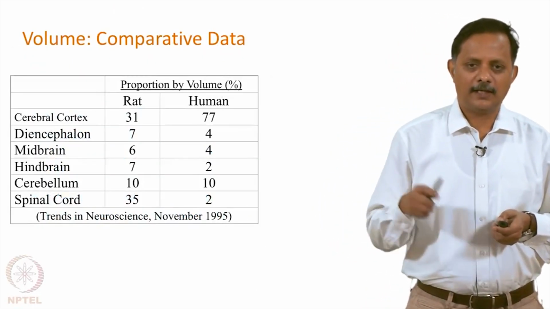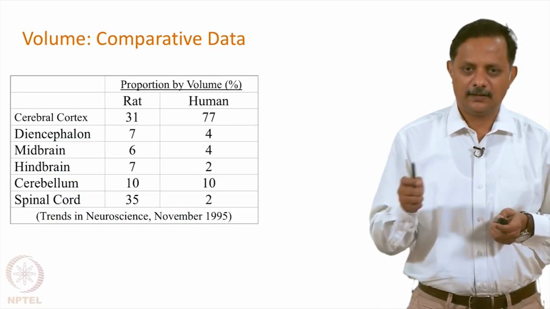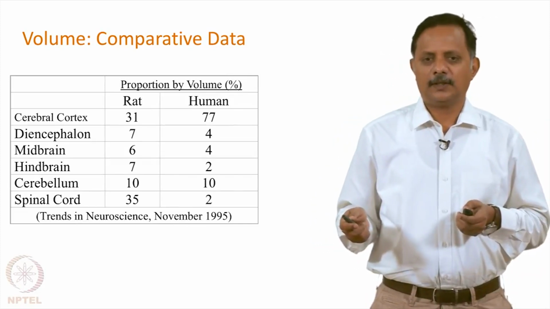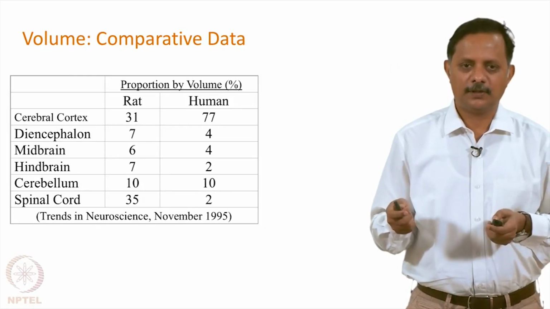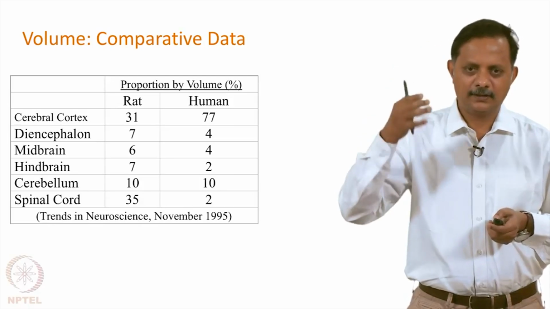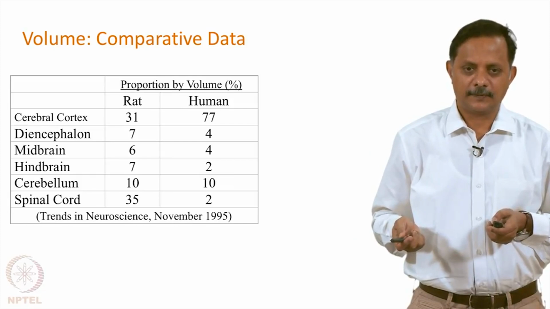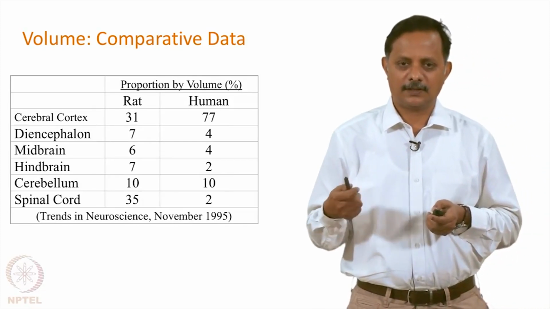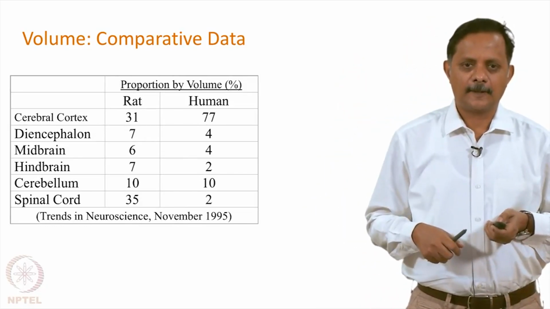Now, when you go from rats to humans, right, one thing that you notice is they both have obviously the brain and spinal cord kind of structure, but in rats the relative volume of brain is smaller than in humans. For example, the volume of cerebral cortex, the surface of the brain, right, is 31% in rat, whereas in humans it is 77%. Okay, so, you see although both have a brain spinal cord kind of structure, the brain part gets larger in humans compared to rats.